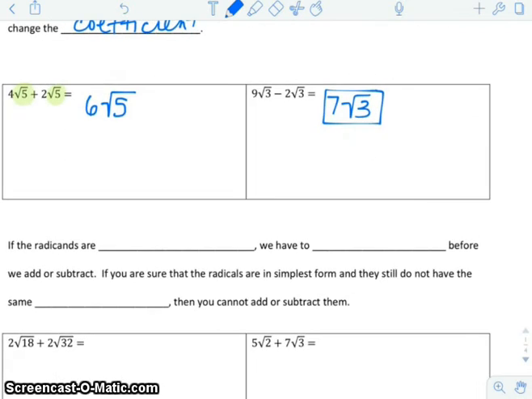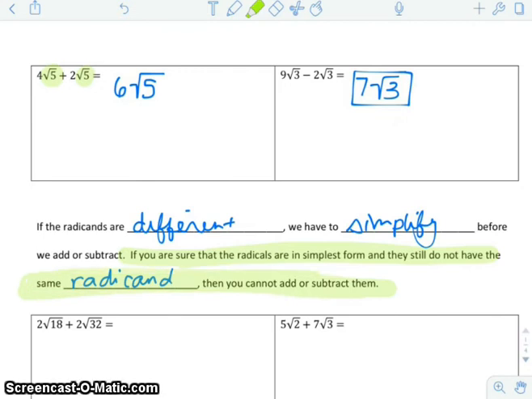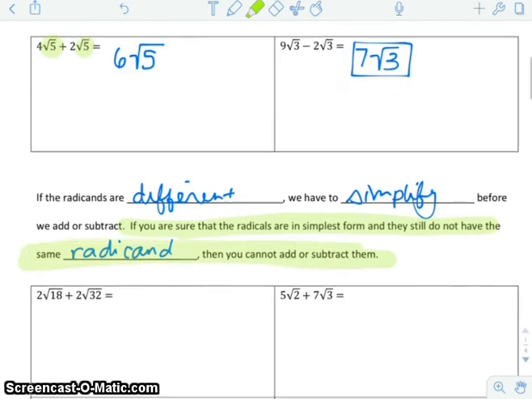If the radicands are different, you have to simplify before we add or subtract. If you're sure the radicals are in simplest form and they still don't have the same radicand, that's as good as it gets, and you can't add or subtract them. So that's actually key. This is something you want to highlight and take note of. Once you have them in simplest form, if the radicand is still not the same, you can't do anything with them, you leave them alone.